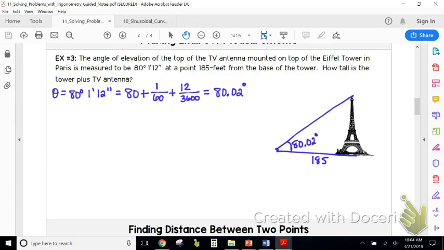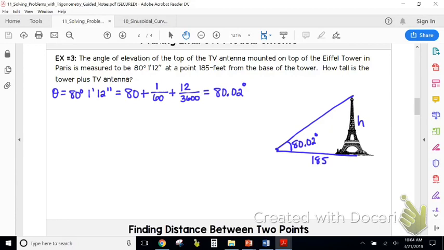So wait a minute, we have to decide: is the TV antenna included in the angle or not? It is. So they tried to trick us by saying plus the TV antenna. We don't need to add anything. It's already included. So we're just going to be after the height of the tower and the antenna together.